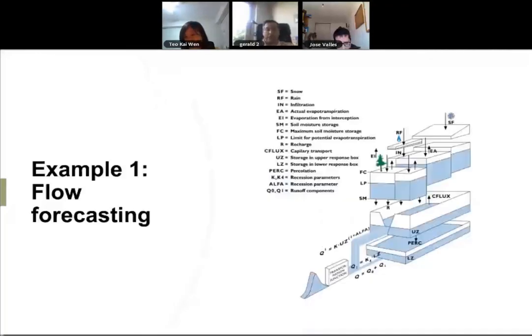So let's see the context. These are the four examples, with which I will finish my presentation. I hope not to take too much time because we started late.